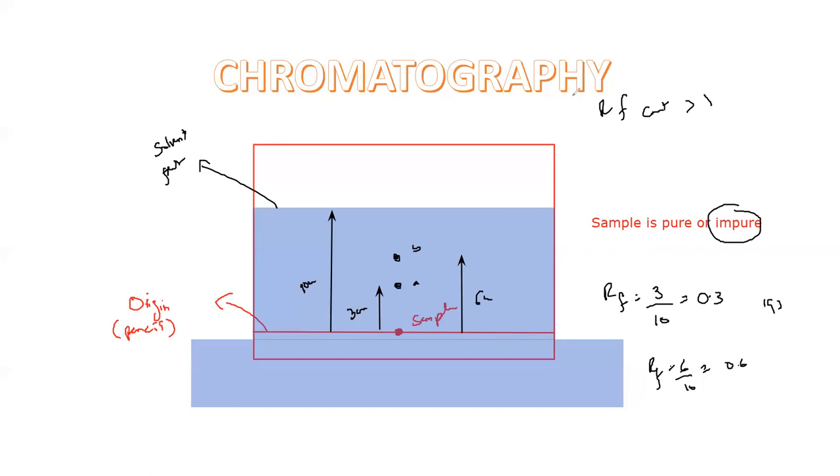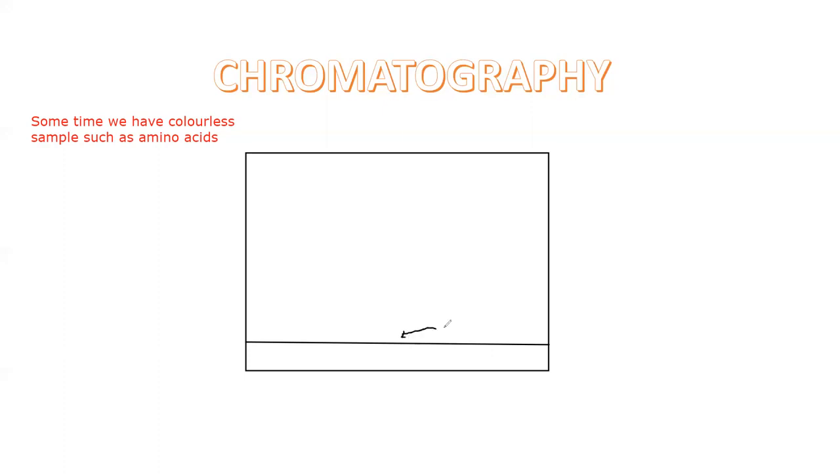But sometimes, the sample which we are using here is a colorless sample, such as amino acids. Amino acids are colorless liquids. They don't have a specific color. So when we draw the origin with pencil and we place a sample, because it's a colorless sample, we cannot see the sample. That part is not visible or not colored.